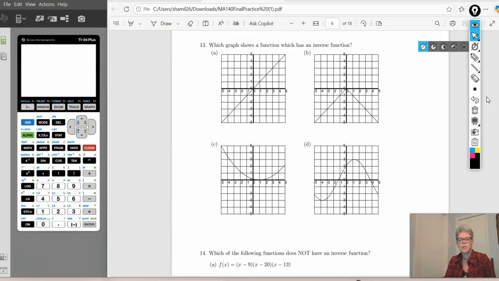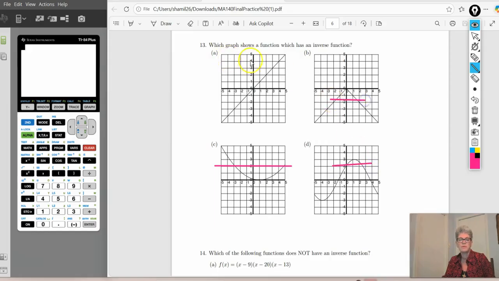Okay, which graph shows the function that has an inverse? Or the question could be, which one of these is a one-to-one function? So to answer that question, you need to apply the horizontal line test. So if a horizontal line only cuts it at most once, then you have a one-to-one function, i.e. you have a function with an inverse. And you can see this fails. There's a horizontal line that intersects it more than once. That's not invertible.